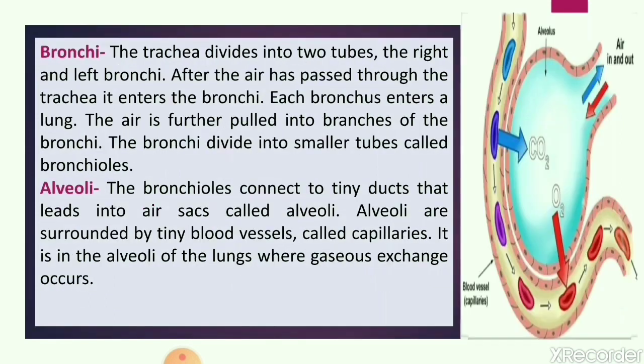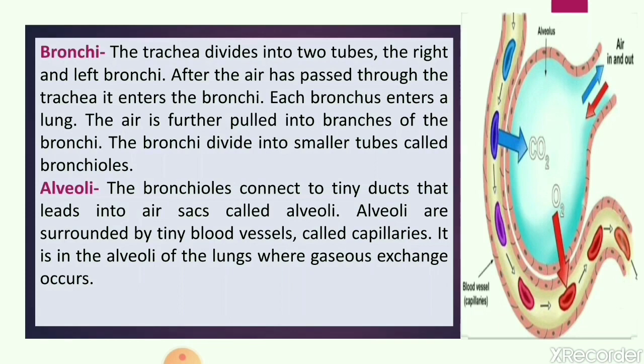Now the next one is bronchi. The trachea divides into two tubes, the right and left bronchi. Its singular is bronchus. After the air has passed into the trachea, it enters the bronchi. Means after the trachea, the trachea divides into two bronchi, left and right bronchi.